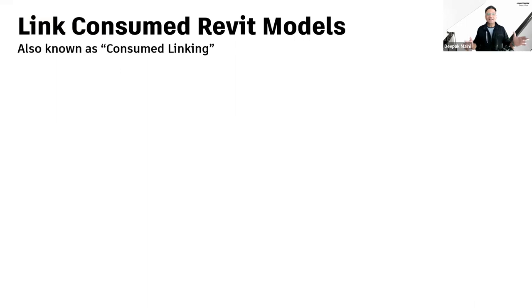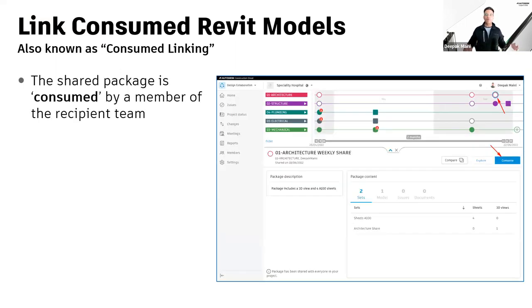linking. As I said, consumed linking is my favorite. Consumed linking is where once a package is shared by a particular team, I actually then go and look at that package and consume that package. Now, once I consume the package, the model of that particular team is copied from their shared folder into my team's work in progress folder, consumed folder.